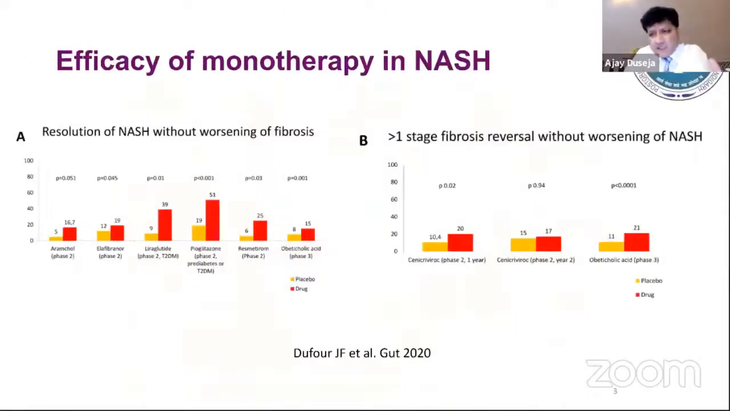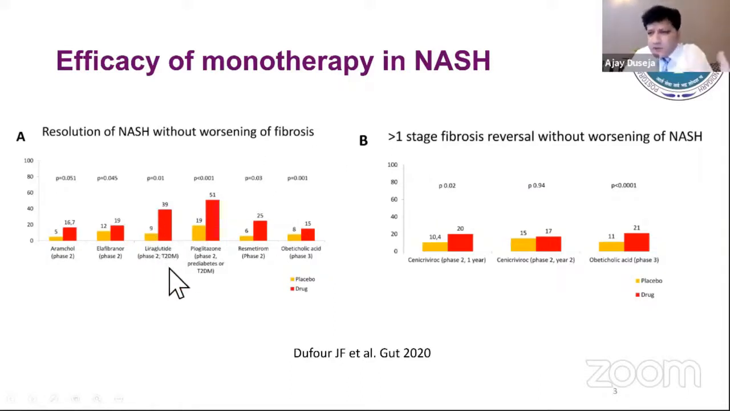But then the results so far tell us that monotherapy in fatty liver disease has really not been very, very encouraging. And if you look at the results, and you just heard Dr. Sanyal saying that most of the clinical trials would look at either the resolution of NASH or the improvement of fibrosis by one stage.